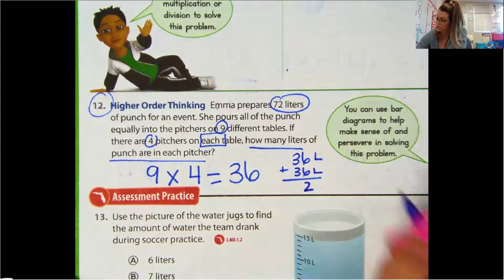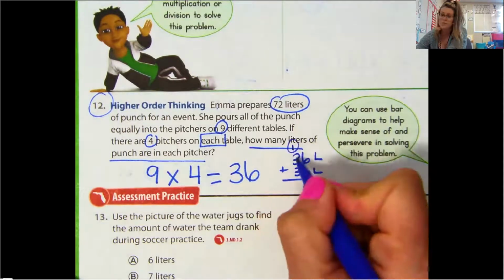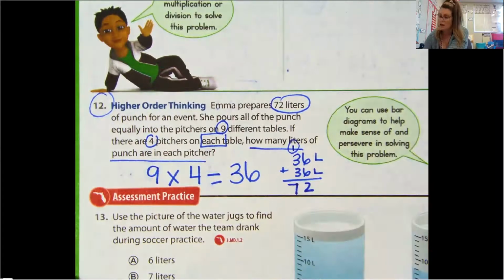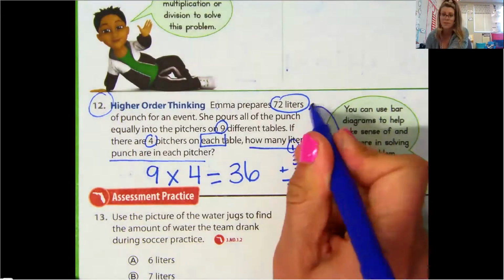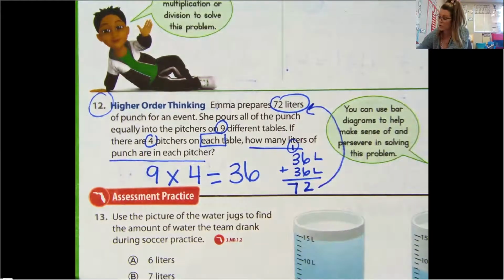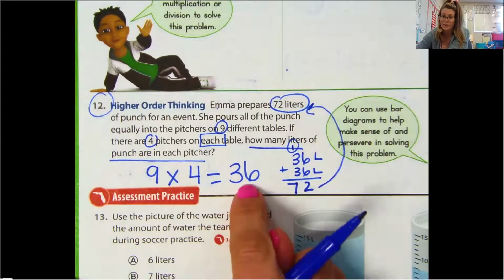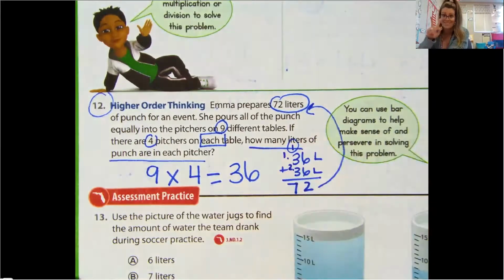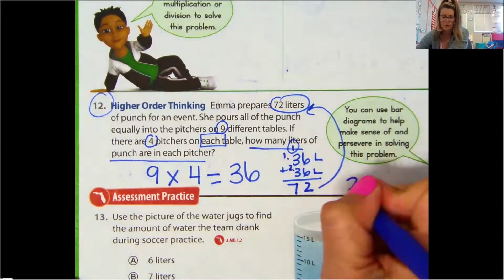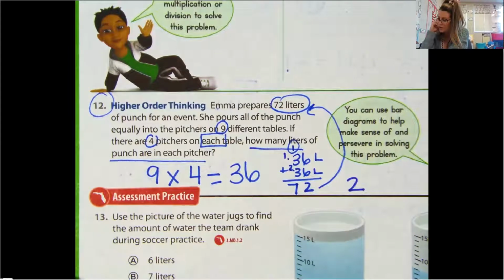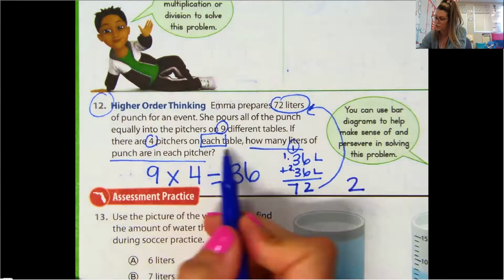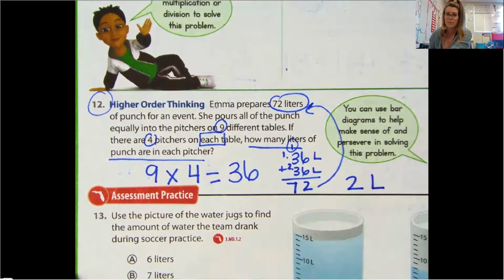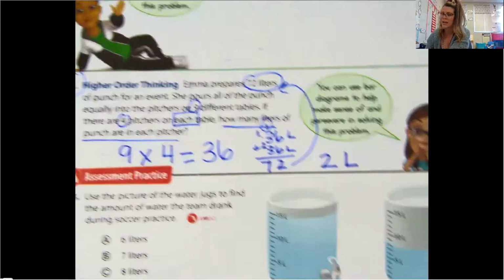12, right? Put down the 2, carry the 1. 3 plus 3 is 6, plus 1 more is 7. Are we at 72 liters now? Yes. So it wasn't 1 liter. It was how many liters? 2 liters. So each table had those 4 pitchers. Each pitcher was 2 liters. Okay, guys?